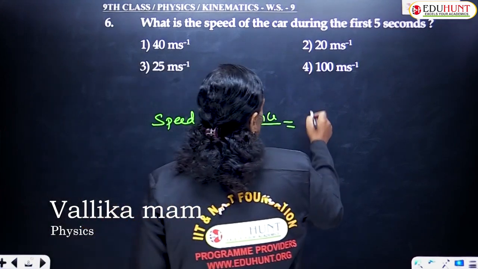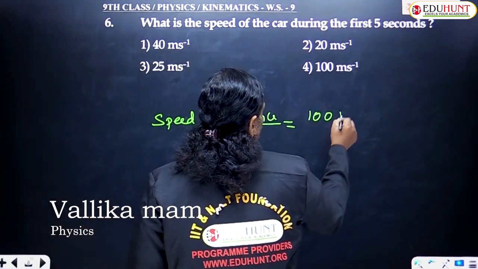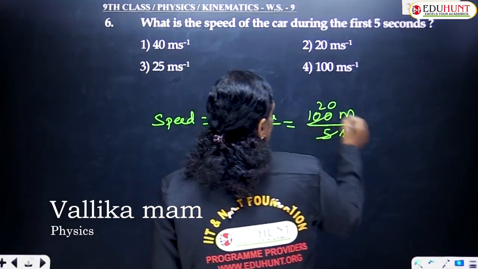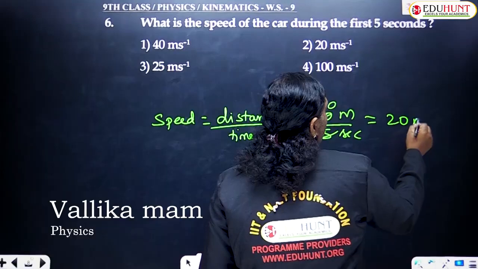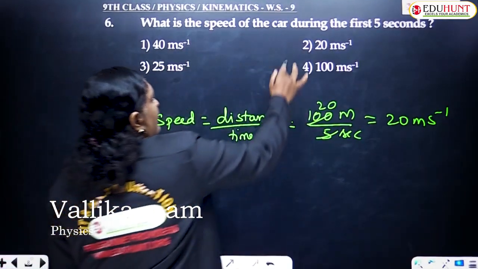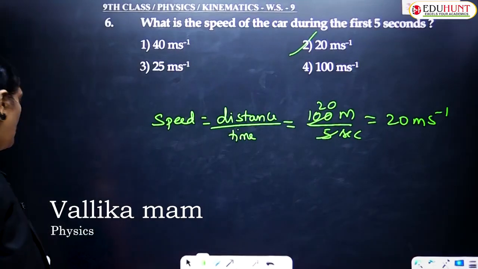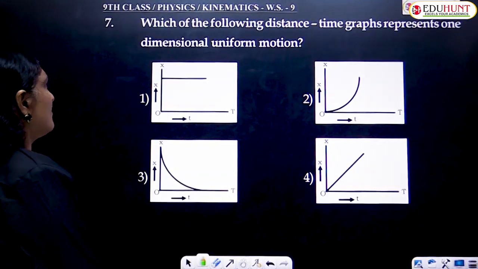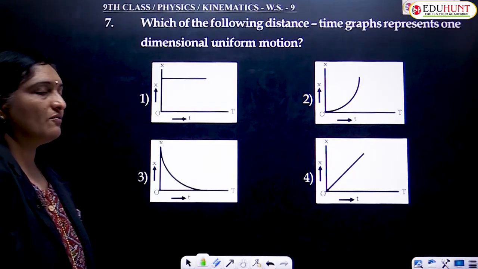What is the distance? Just now we calculated 100 meters. Upon time is 5 seconds. So 5 goes into 100, 20 times. So 20 meters per second. What is the speed of the car, children? 20 meters per second. Second option. Next question, 7th one. Which of the following distance time graph represents one-dimensional uniform motion?